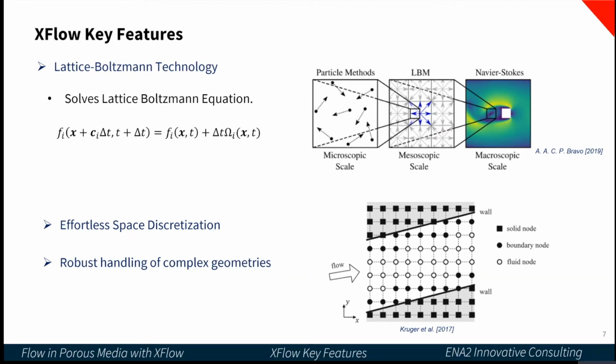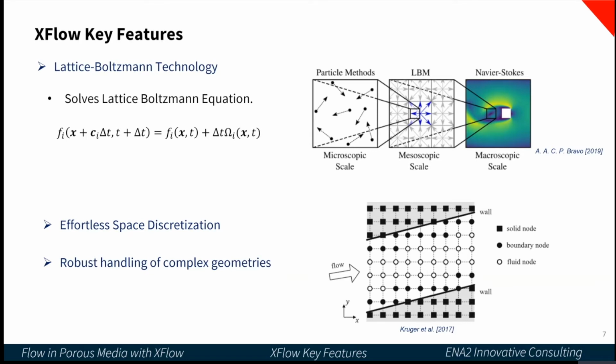Another key feature is its robust handling of complex geometry. The mesh in the Lattice-Boltzmann method, or XFlow, is cubic. The software meshes everywhere, both solid and liquid. However, it solves only those nodes or meshes that the flow is passing through, solving the Lattice-Boltzmann equation there, and sets aside those meshes in the solid region. It doesn't matter where the solid region is.